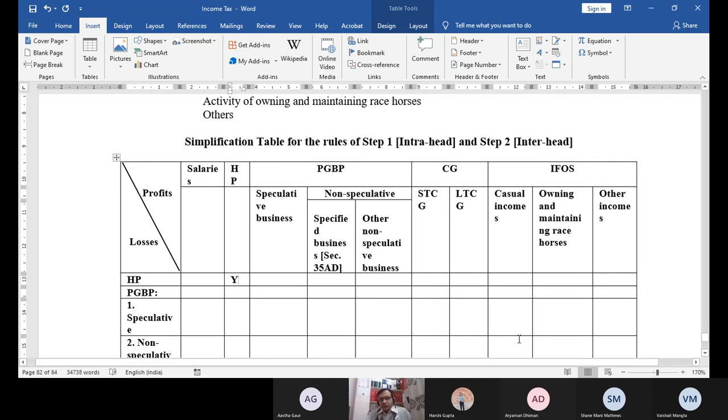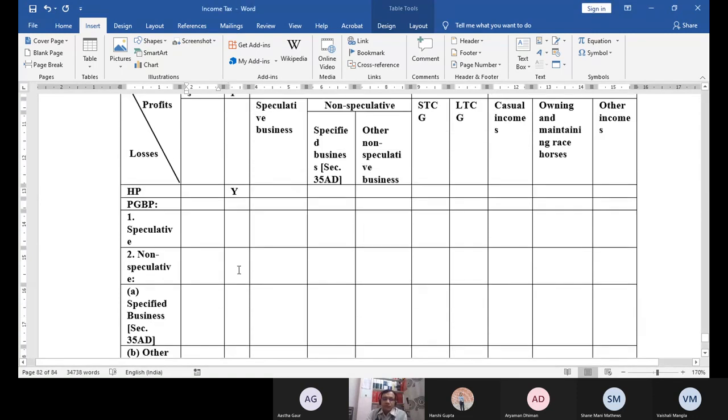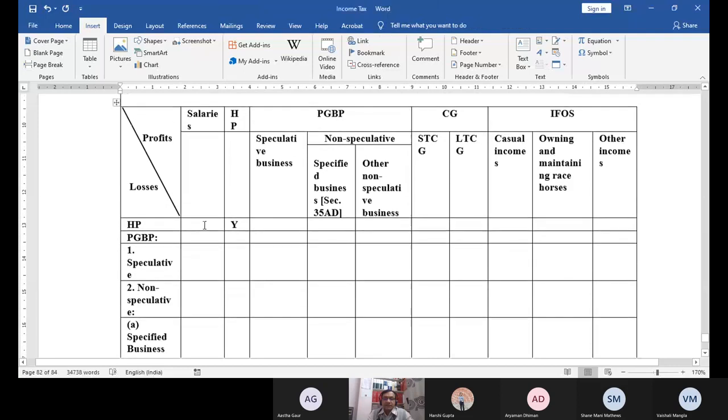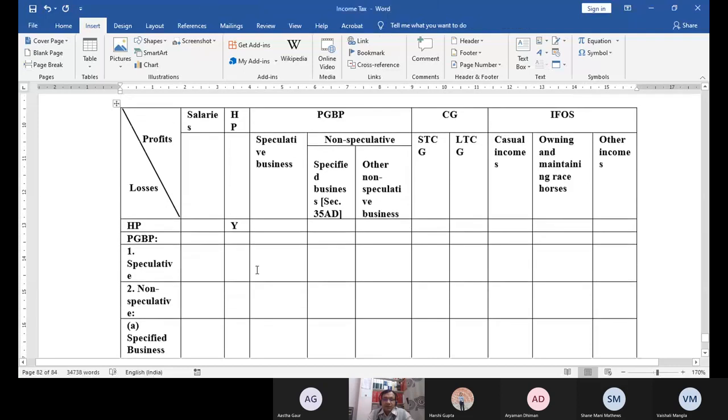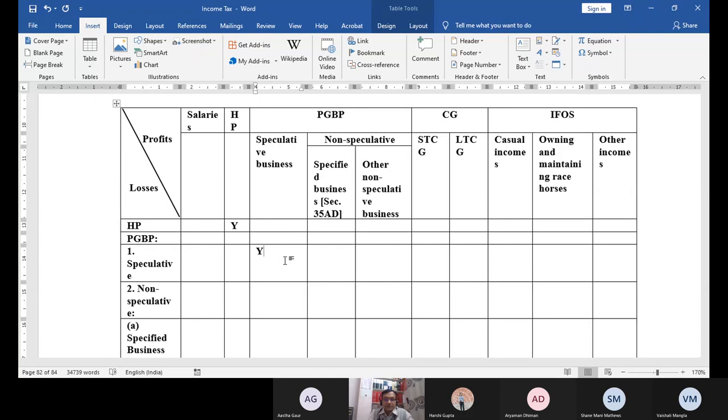Are you understanding the point now? Please raise your hand if you have understood what I want to convey. It is my intra-head of house property. One negative HP can be adjusted against positive HPs of other properties. Now, next head, PGBP speculative loss. If it is of speculative nature, it can only be adjusted against speculative business. These are PGBP.